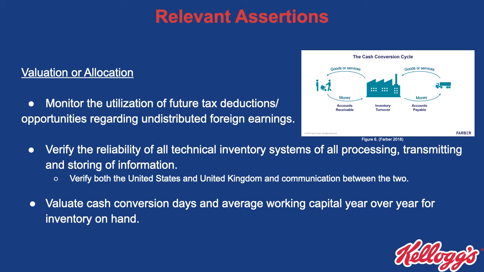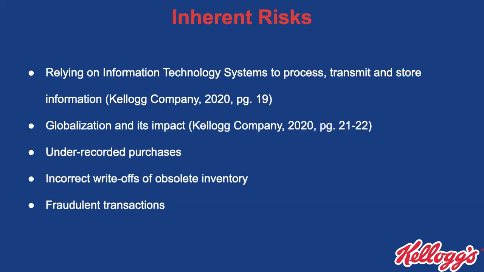And so we would monitor the utilization of future tax deductions or opportunities regarding undistributed foreign earnings because that affects amounts. We would also verify the reliability of all technical inventory systems, of all processing, transmitting, and storing of information. Again, we need to ensure that there's proper communication between the US and the UK. And lastly, we would evaluate cash conversion days and average working capital year over year for inventory on hand.